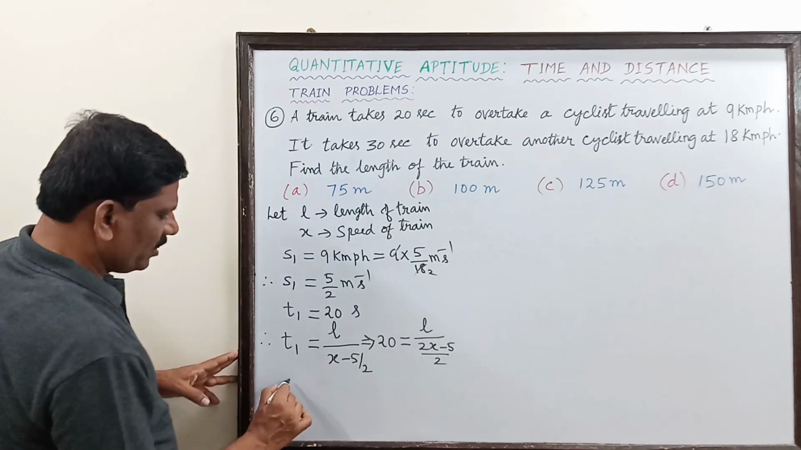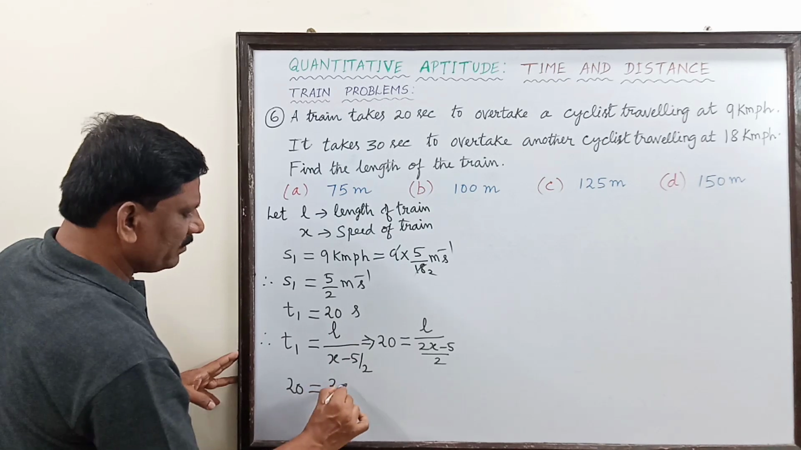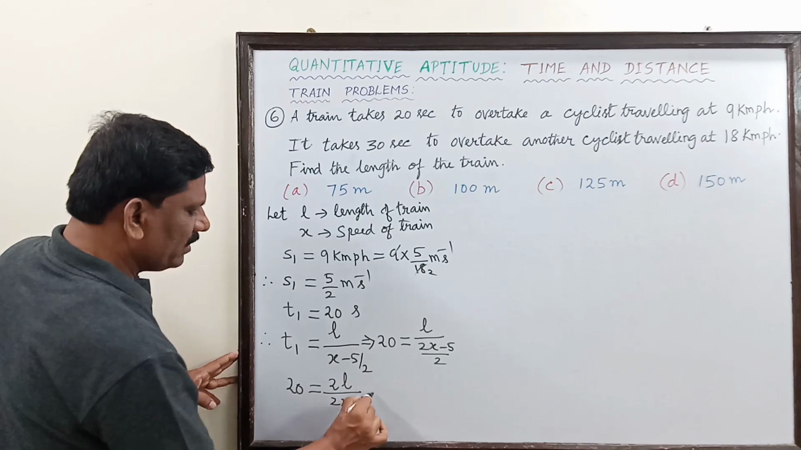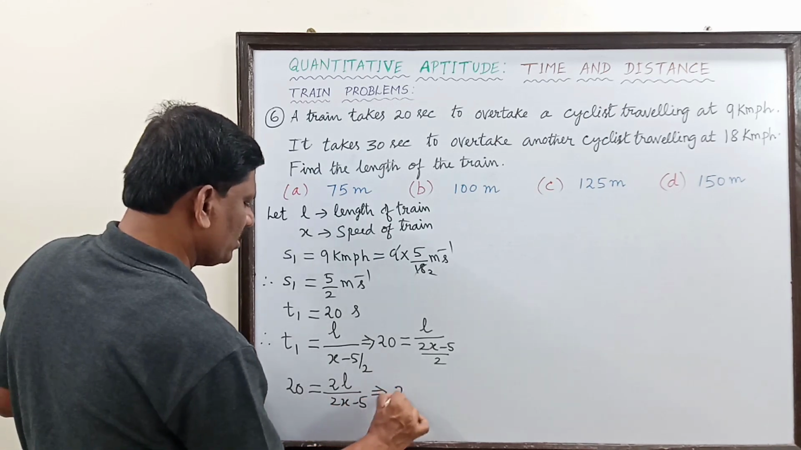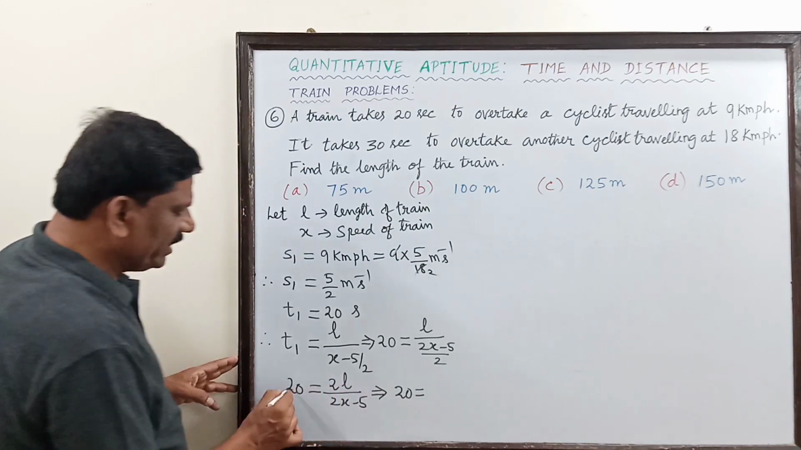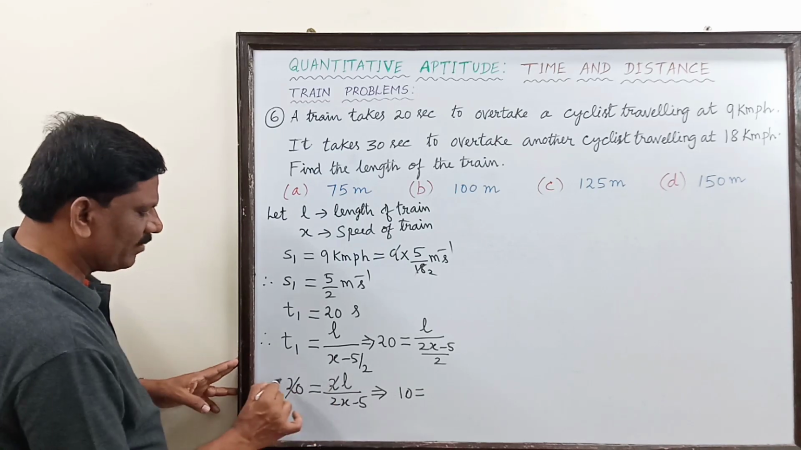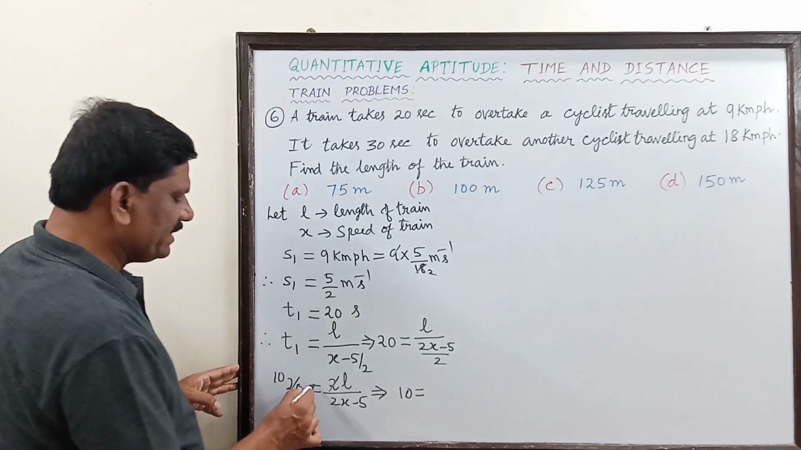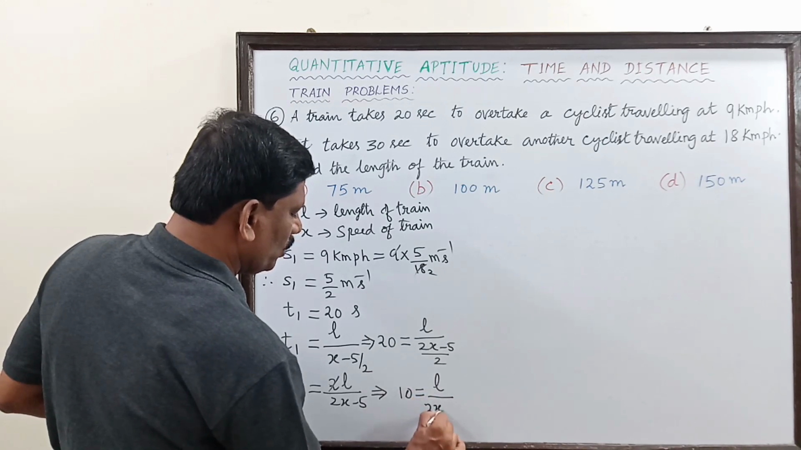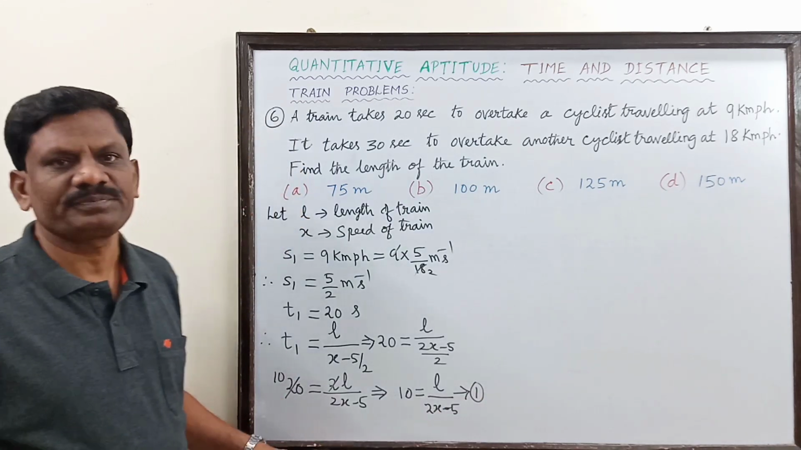So 20 is equal to 2L divided by 2x minus 5. So 20 by 2, that is 10, is equal to L divided by 2x minus 5. Both sides I can cancel by 2. So 10 is equal to L divided by 2x minus 5. This is equation 1.